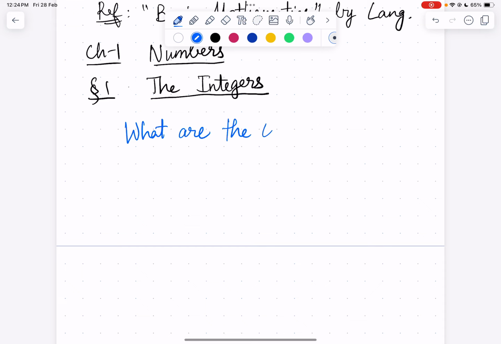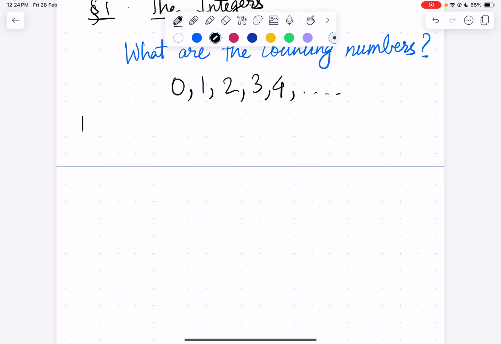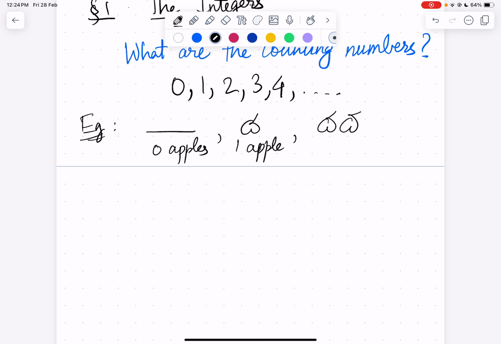What are the counting numbers? This is a natural question. What are the counting numbers? What are the numbers which we used to count? They are 0, 1, 2, 3, 4, so on. For example, 0 apple, 1 apple, 2 apples, so on. We use 0, 1, 2, 3, 4, etc. to count the number of apples.